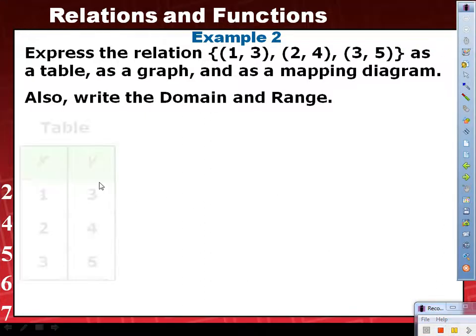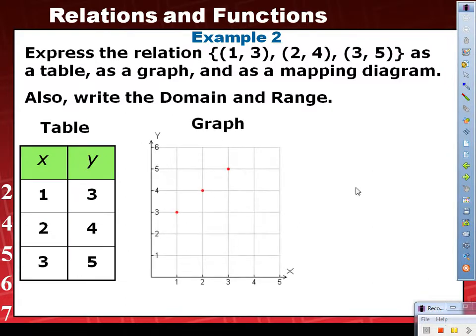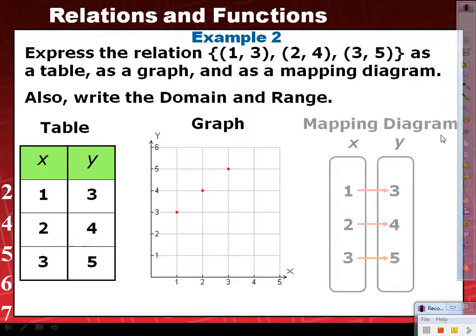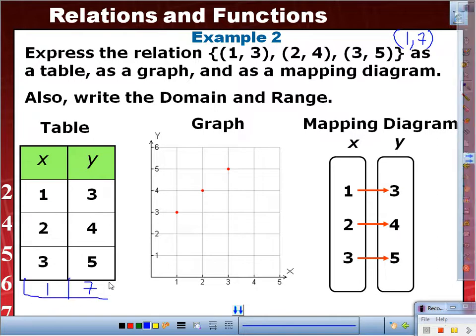Okay, let's see. Your table should look something like this. Your graph, something like this. And your mapping diagram, something like this. But what was the last point I told you to write? 1, 7. So I'm going to write that down here.